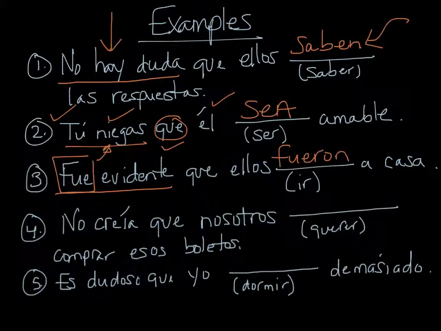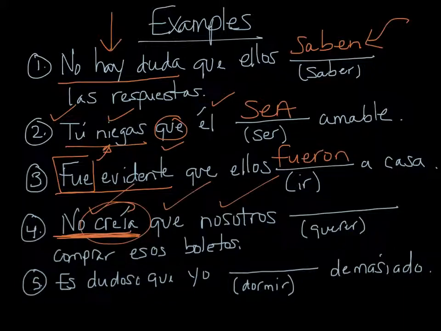Fueron. 4. No creía que nosotros querer comprar esos boletos. Do I have a subjunctive setup? Yes. Do not believe. Do I have a que? Yes. Do I have 2 different subjects? Yes and yes. What tense is this in? In the imperfect. So I want to use the imperfect of the subjunctive. Quisiéramos. I did not believe that we wanted to buy those tickets.